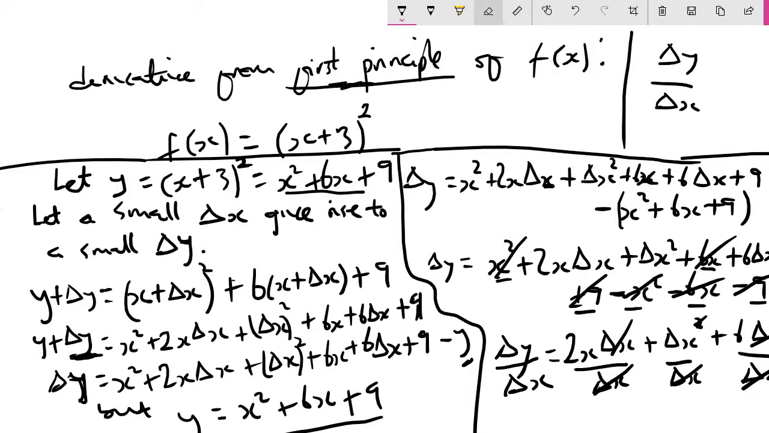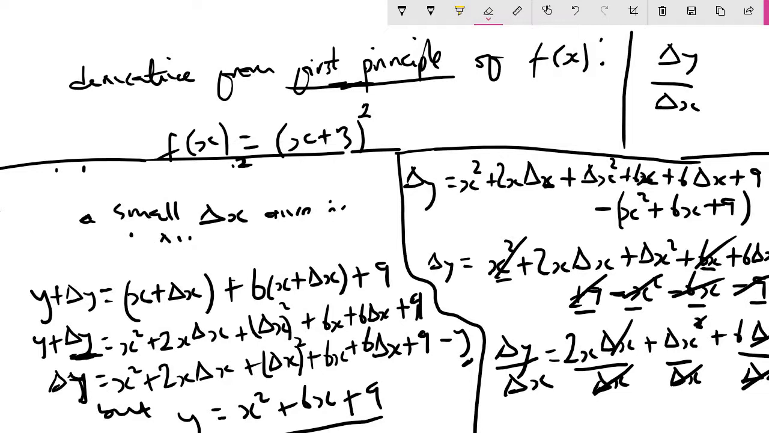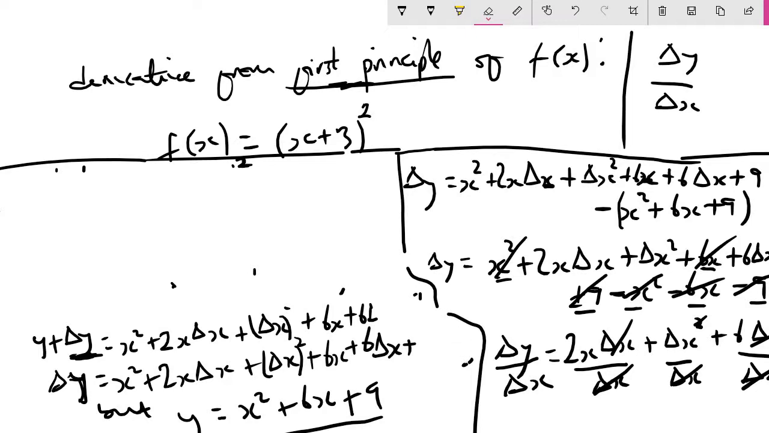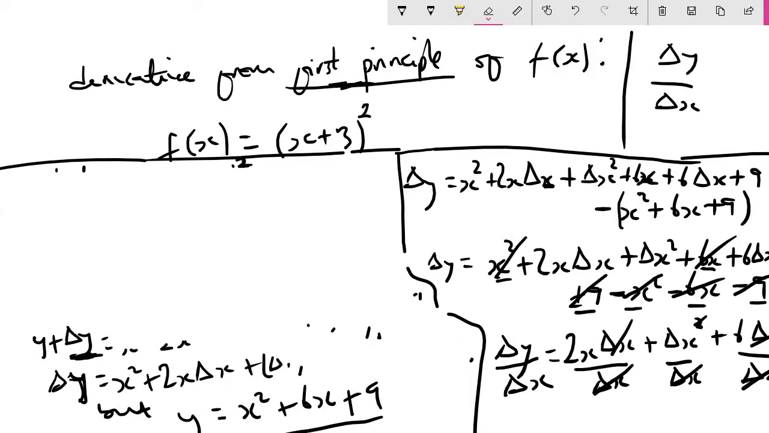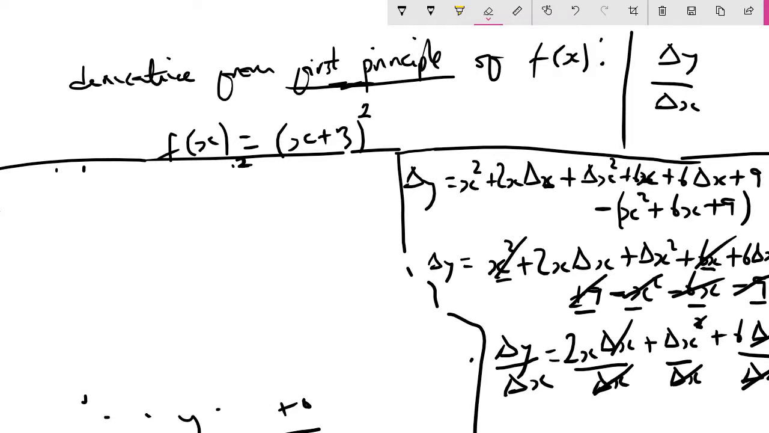Now I'm going to clean this side. I hope you guys don't mind. I don't have lots of space here. Sorry. Okay. Alright, almost done.